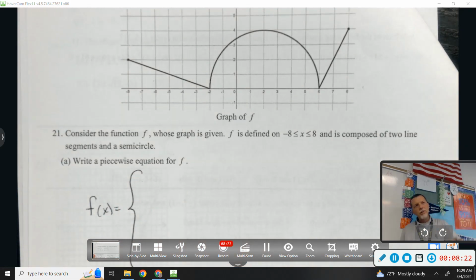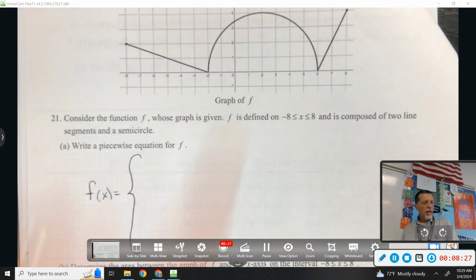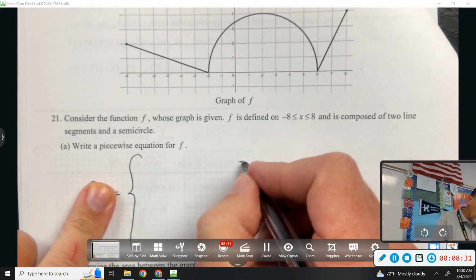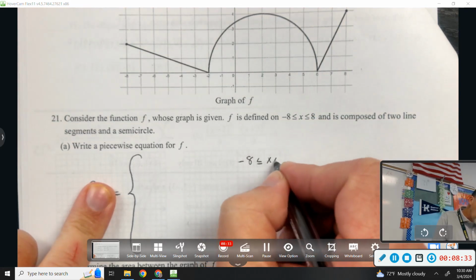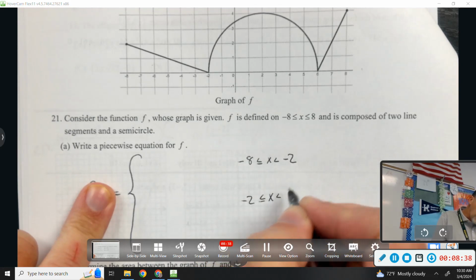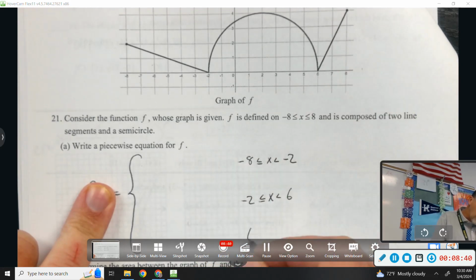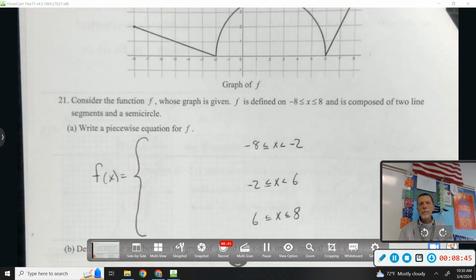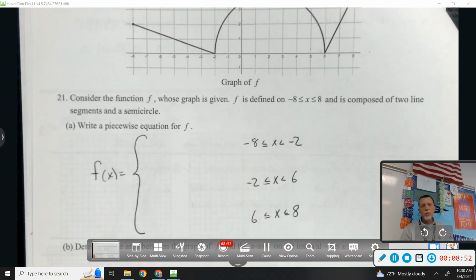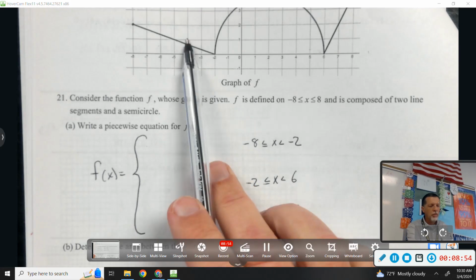Most of you made 100 or better on that quiz, but things were missed in this section. So the first piece goes from negative 8 to negative 2, and then from negative 2 to 6, and then from 6 to 8. And you could put the equal sign on either end because the points are touching, they're matching, so it doesn't matter whether you assign negative 2 to the first branch or the second branch.